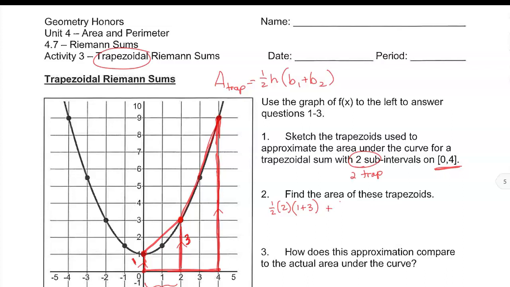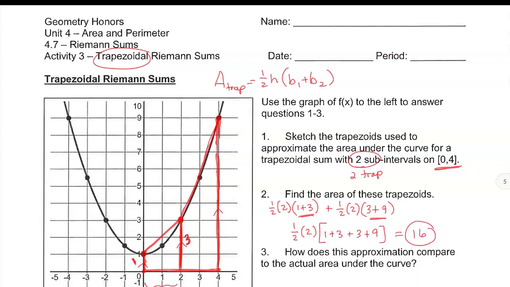The bigger trapezoid has the same height of 2. The first base on that trapezoid has a length of 3, and the long base has a length of 9. Notice how each of those terms has the 1/2 in it, and the trapezoids are always going to have the same height. So you could factor out the 1/2 and the 2, and that leaves behind 1 plus 3 and 3 plus 9. So you could do that setup instead. It's shorter. The answer there is 16.